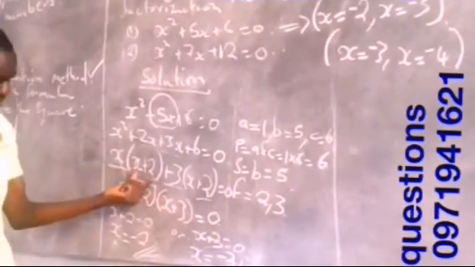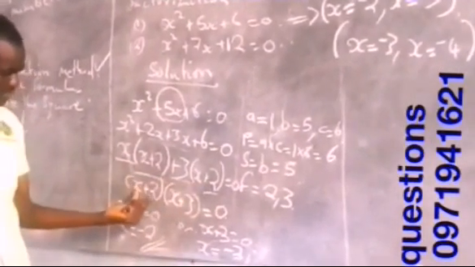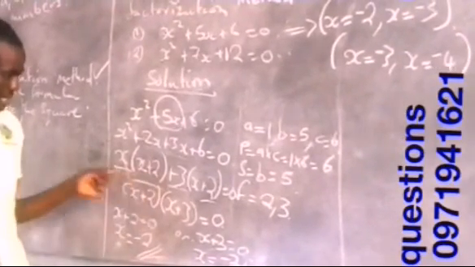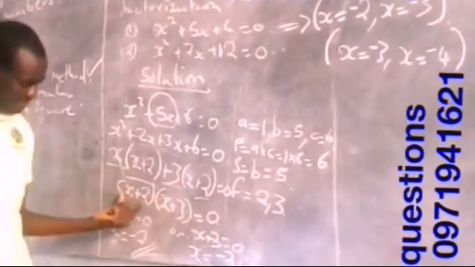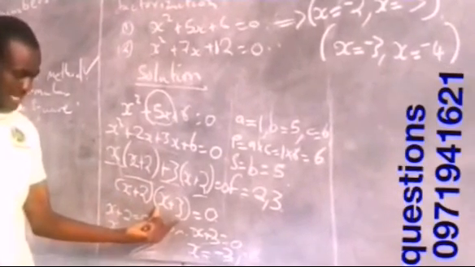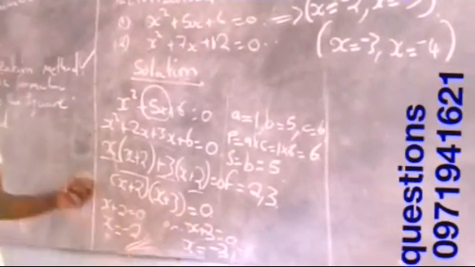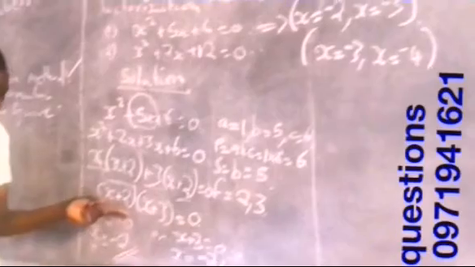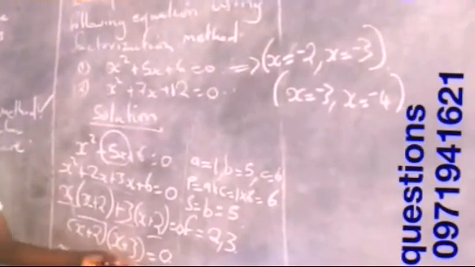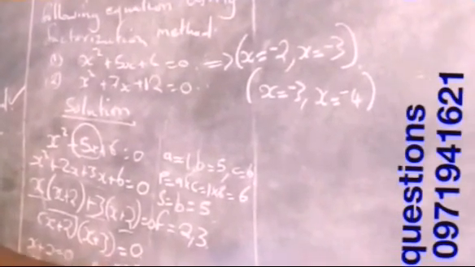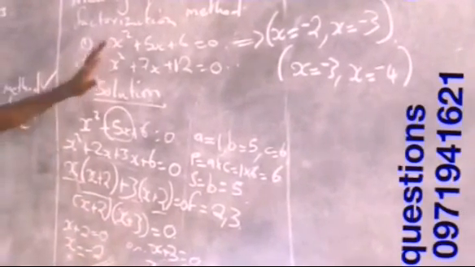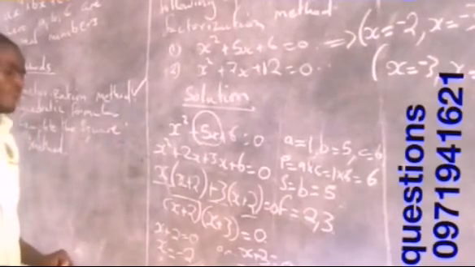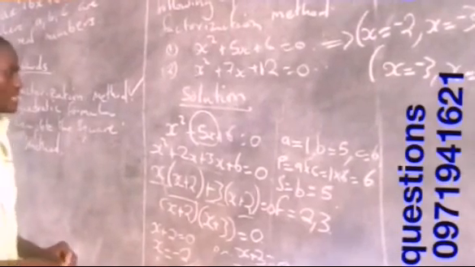Then, since this bracket and this one are the same, you produce it that way. Then the x and the plus 3, you put them together. Then you have x plus 2 and x plus 3 equals 0. To solve it now, you equate this to 0, you equate that one to 0, and you find your answers thereafter. So this is the whole that I wanted you to learn for today. Thank you so much.